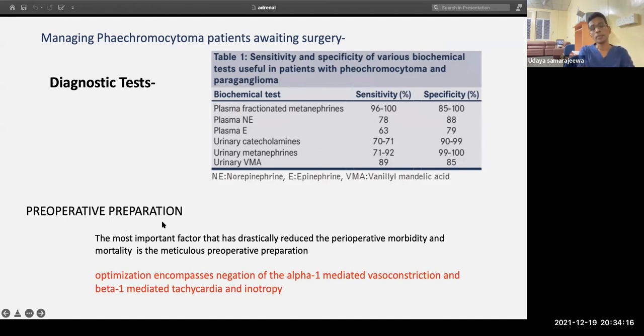The most important factor that has drastically reduced perioperative morbidity and mortality is meticulous preoperative preparation. Because as you know, if you take a patient for surgery without proper preparation, you will get problems intraoperatively as well as postoperatively, and the anesthetist will find it very difficult to control the blood pressure during the intraoperative period. Optimization encompasses negation of alpha-1-mediated vasoconstriction and beta-1-mediated tachycardia. We will see how we prepare the patient in the next few slides.